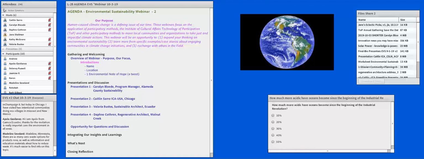Madeline, Minnesota: There are so many zero waste options for products now, as well as information and education materials about how to reduce waste. It's much easier to find info on this topic. Thank you so much, Madeline.